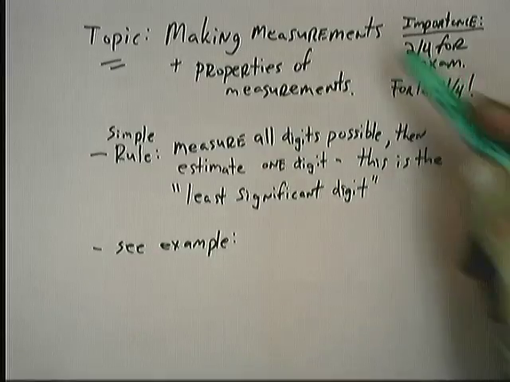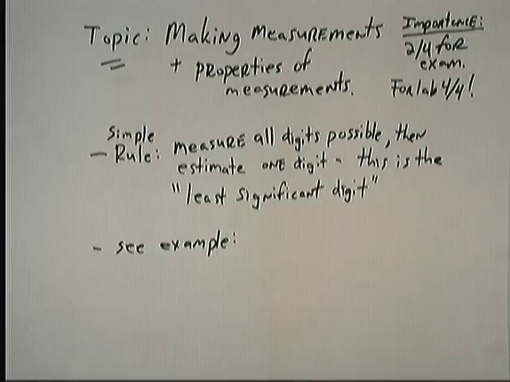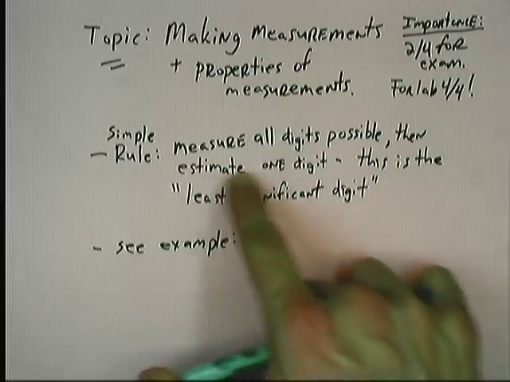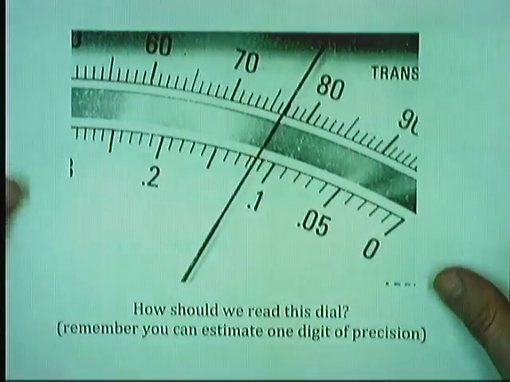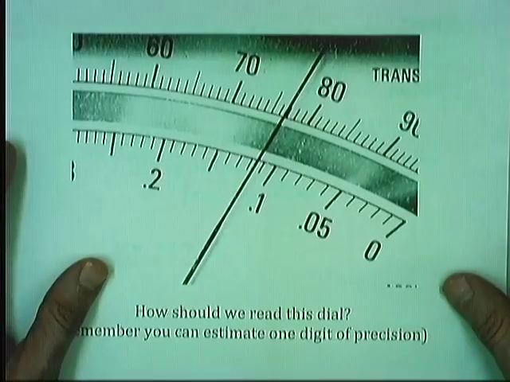So what this tutorial is going to involve is making measurements, how to read data essentially from measurement devices. And there's a very, very simple rule to aid in doing this. It's to measure all the digits possible with your measuring device to its precision, and then estimate 1 additional digit. Okay, you're allowed to estimate 1 additional digit beyond what you can measure. That digit that you estimate, we're going to call the least significant digit. Let's just jump right in real quick here, try ourselves an example problem.